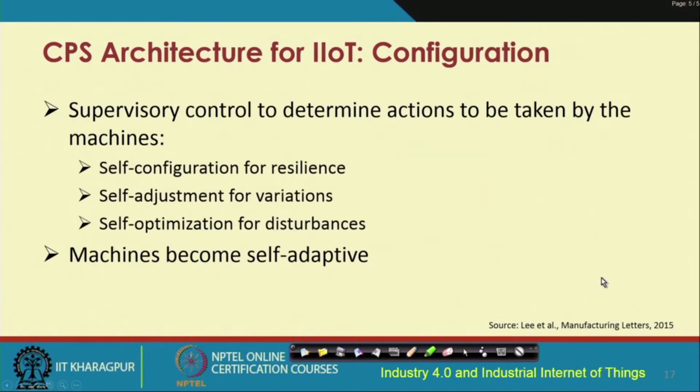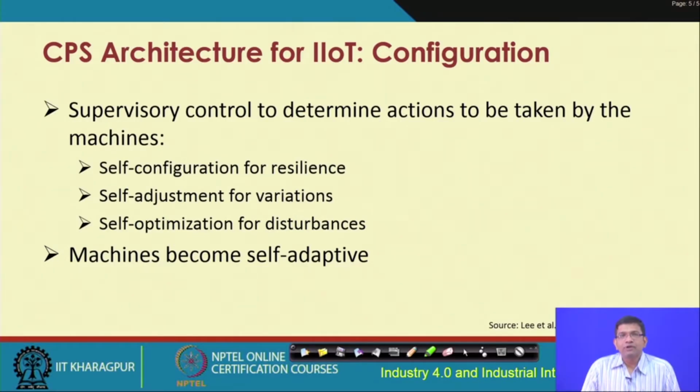Configuration is the other one, where we are talking about supervisory control to determine actions to be taken by the machines themselves. So, examples would include self configuration for resilience, self adjustment for variations and self optimization for different disturbances. So, all of these self properties would help in the supervisory control for performing certain actions by the machines themselves. So, these machines are going to be self adaptive consequently.